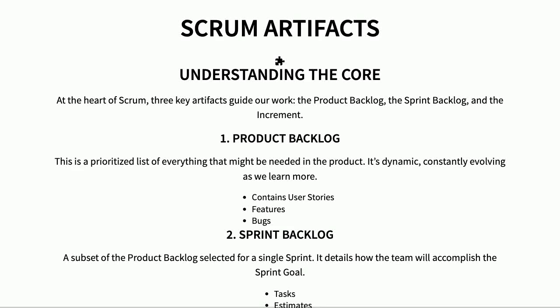Let's talk about what makes Scrum tick, its artifacts. First, we have the product backlog. Think of it like our master list of everything that could be added to the product, from big features to small fixes. Then there's the sprint backlog, which is a smaller, focused list of what the team will tackle during a single sprint. And finally, the increment. This is super important. It's all the working, valuable bits we've delivered at the end of each sprint. It represents tangible progress and value for our users.